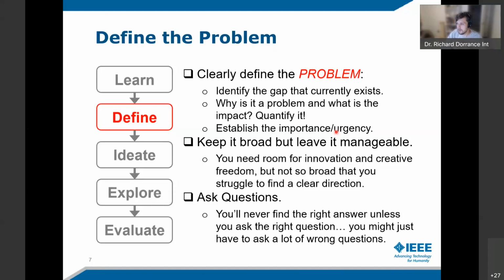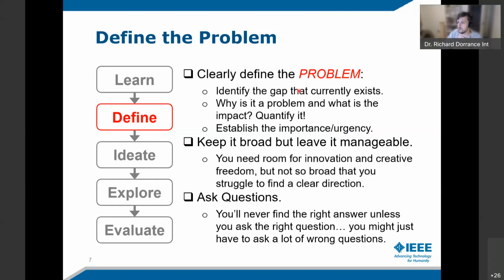If you're in an academic setting, you would need to write grants and other things. And if it's not an important problem, or it doesn't necessarily need to be urgent, but if it's not an important problem, nobody's got money to give you for a grant to do research on it.